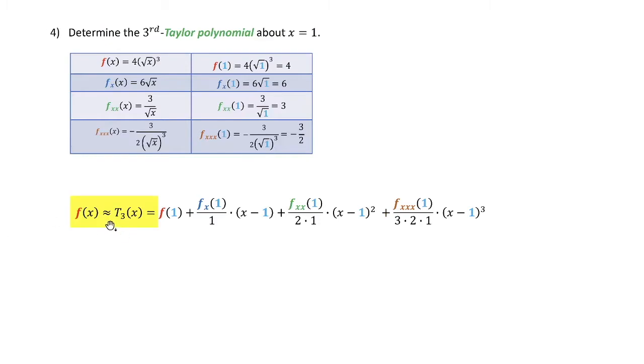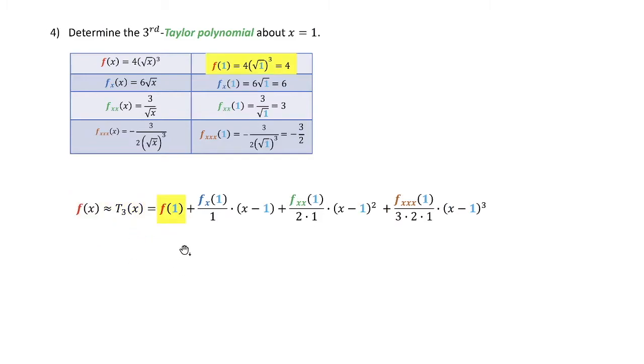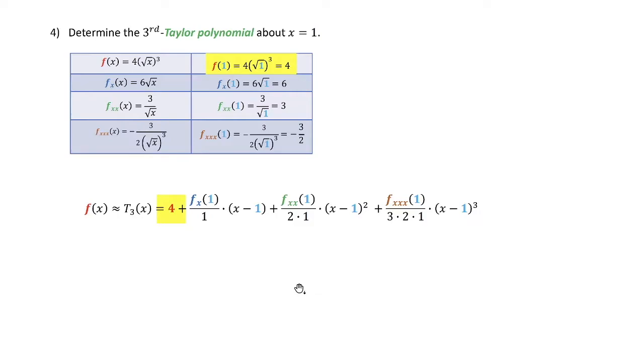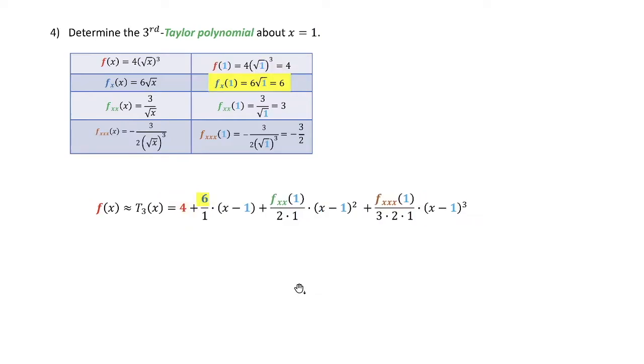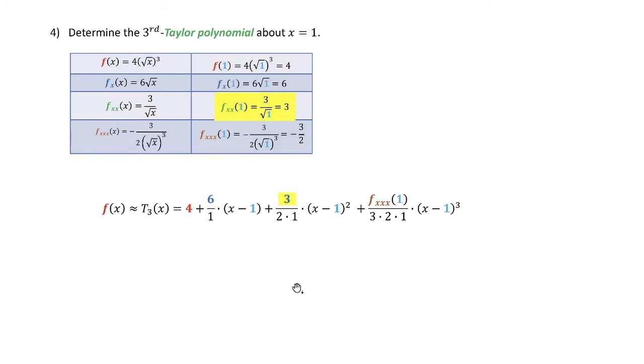The function is approximately equal to the third Taylor polynomial. So again, for me, replace the function by the Taylor polynomial. f of 1 is 4, so just plug 4 in there. The derivative is 6, so I'm just going to plug 6 in there. Second derivative is 3, I'm just going to plug 3 in there. The third derivative is minus 3 halves, so plug that in.